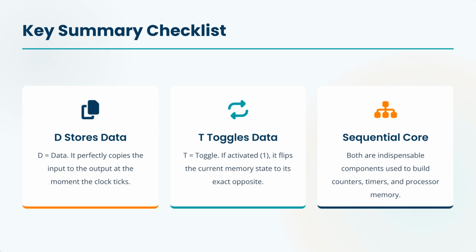In summary, the D flip-flop stores data by copying the input to the output, while the T flip-flop toggles the data state when activated. Both are sequential core components essential for building modern counters, timers, and processor memory.